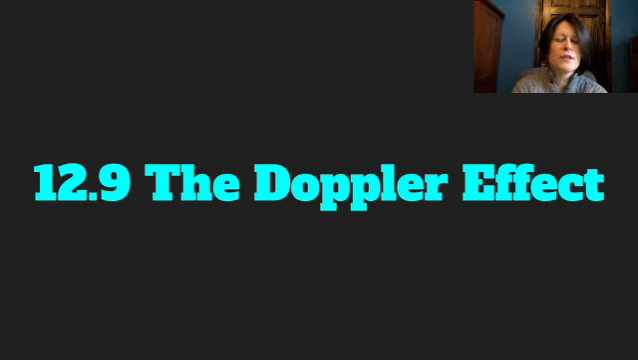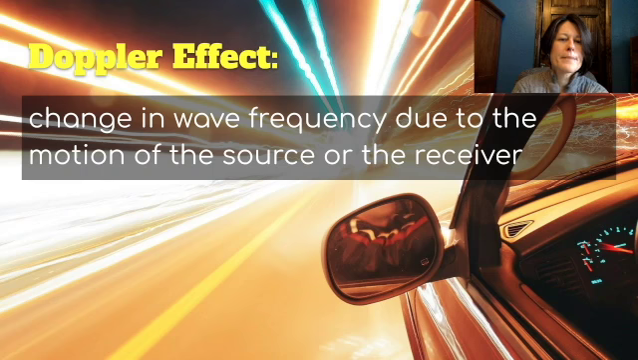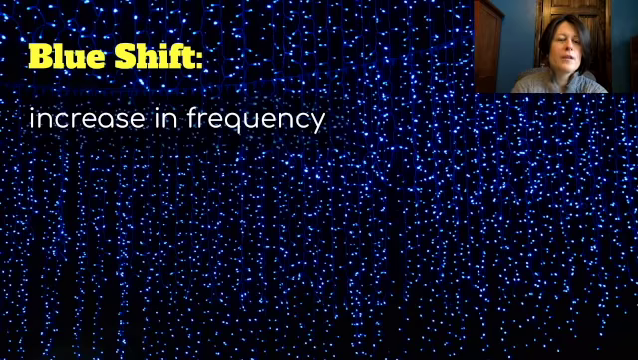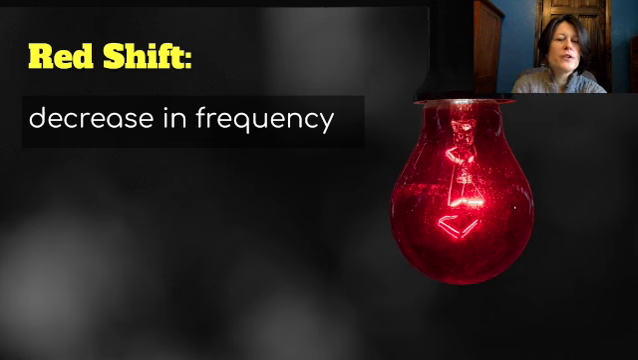So let's first look at the Doppler effect, and all of these three things are related. The Doppler effect is a change in wave frequency due to the motion of the source or the receiver. There can be a blue shift, which is an increase in frequency, or a red shift where there is a decrease in frequency. And actually, this red shift and blue shift applies to astronomy.